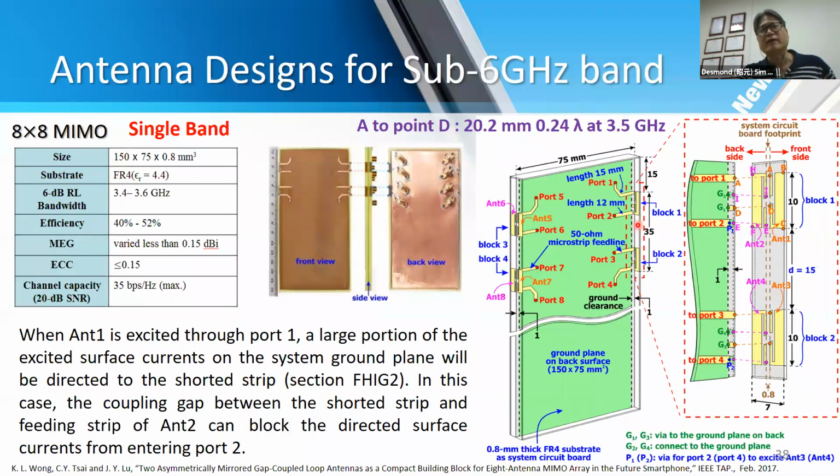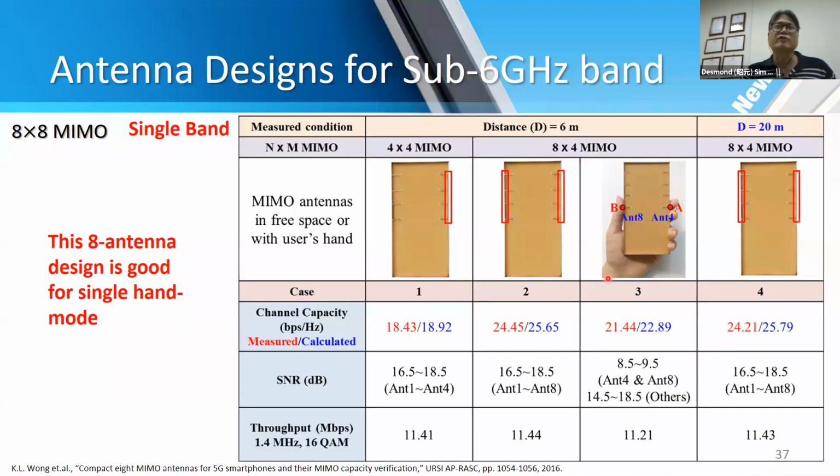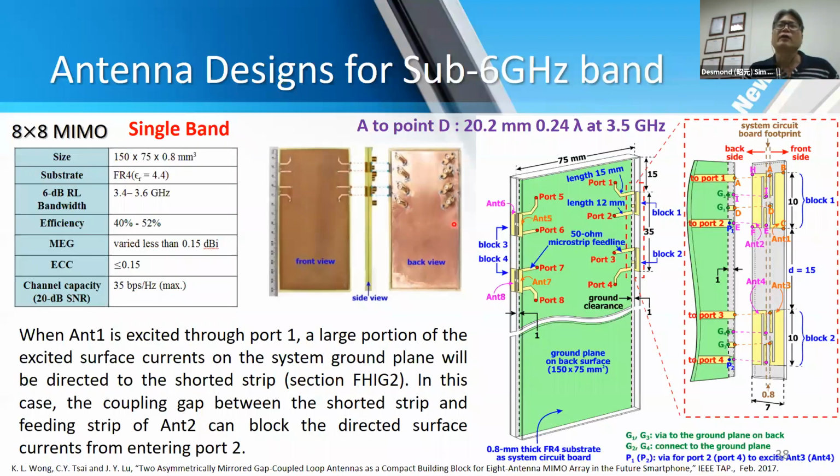So he came up with another design back 3 years ago, what you call a building block design. His previous design, you can see, has 8 ports in here, and each port has 1 antenna. But 3 years ago, he came up with a really nice design using a technology known as the building block, meaning that I'm going to have my ground at the middle of the frame, and then I'm going to put 2 antennas very close to each other.